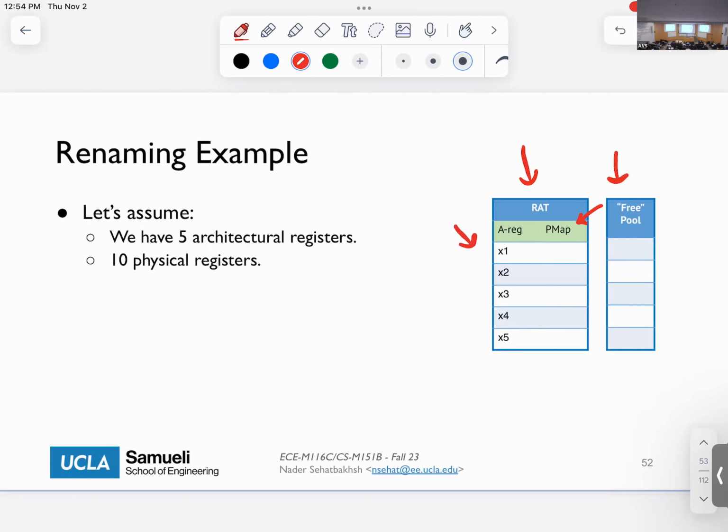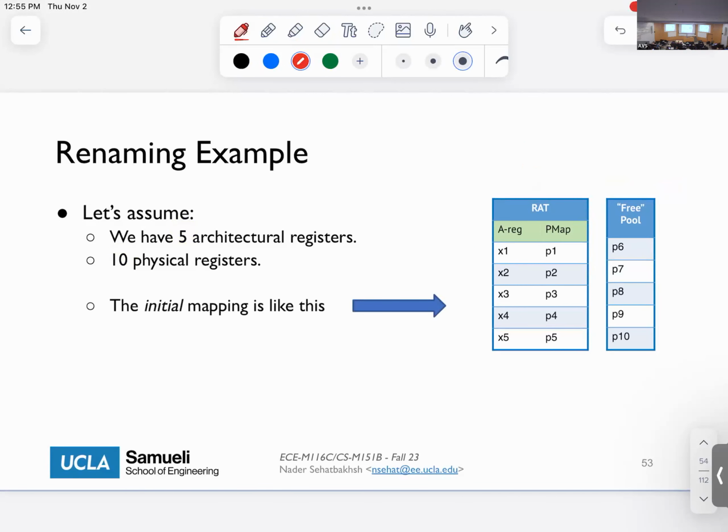So I'm going to have this RAT table. As I said, the left column is my architectural register. The right column is the one that I'm going to populate. And I also want to have an additional table called the free pool. This free pool shows the physical registers that are not assigned to anything, okay? These are physical registers that are free, available to be used by architectural registers. So 5 architectural registers, 10 physical registers, 2 tables, 1 RAT and 1 free pool, all right? So let's see how this is being used.